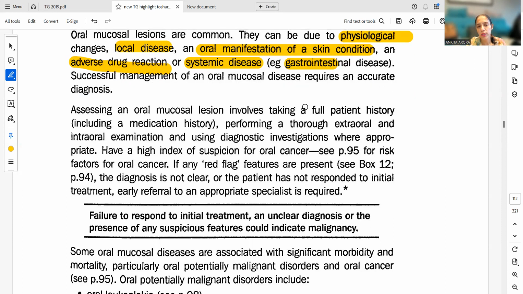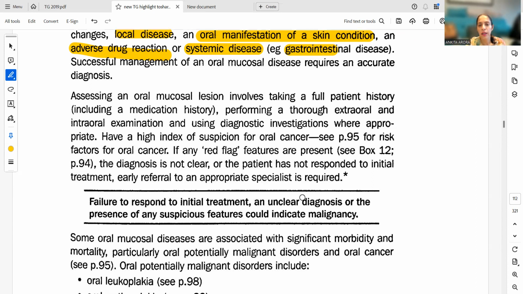Successful management of an oral mucosal disease requires an accurate diagnosis. Assessing an oral mucosal lesion involves taking a full patient history, including medication history, performing a thorough extraoral and intraoral examination, and using diagnostic investigations where appropriate. Have a high index of suspicion for oral cancer, for risk factors for oral cancer. If any red flag features are present, the diagnosis is not clear, or the patient has not responded to initial treatment, early referral to appropriate specialist is required.